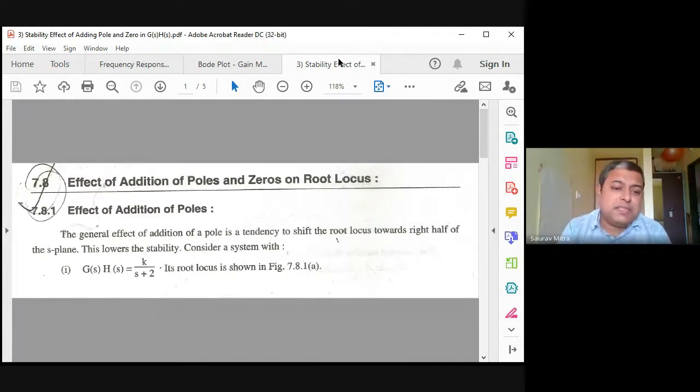So initially it is k by s plus 2, and let us see what happens if I am inserting more and more poles to the system, and then I will be inserting more and more zeros to the system. Now I am telling you the Maha Mantra of root locus. Addition or insertion of a pole decreases the system stability. That we have to prove from here. And addition of zeros increases the system stability.